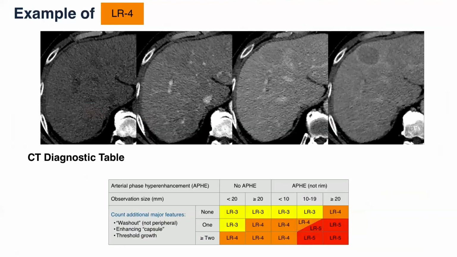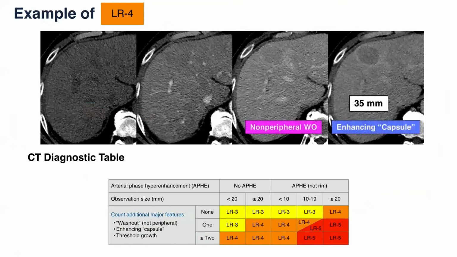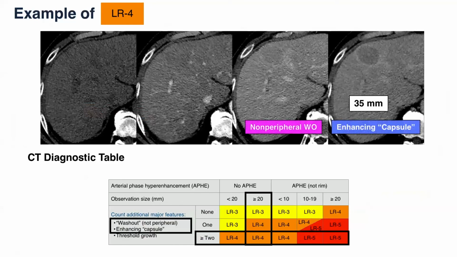How about this observation over here on CT? First of all, is there an observation? Yes, there is. This observation measures 35 millimeters. This observation does not have APHE. Notice that it's invisible in the arterial phase, but this observation has washout. And this observation has an enhancing capsule, which you can appreciate over here. So what is the LI-RADS category here? Well, it's no APHE, it's more than 20, it has 2 of these, so this is a LI-RADS 4.